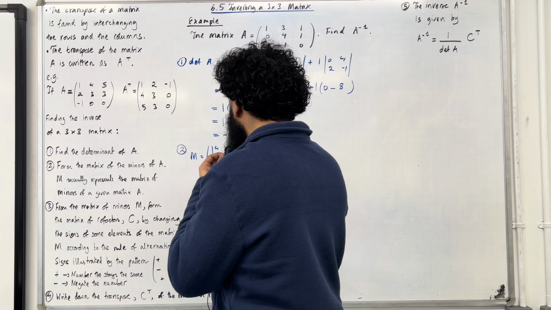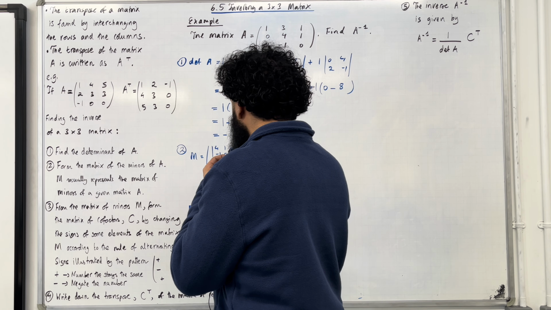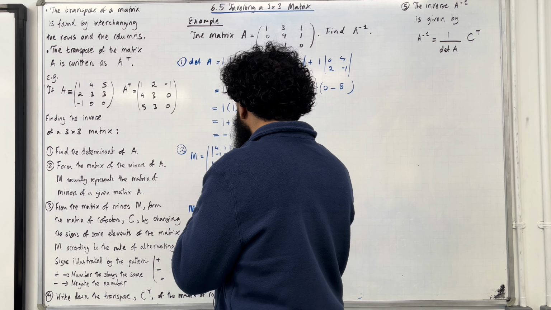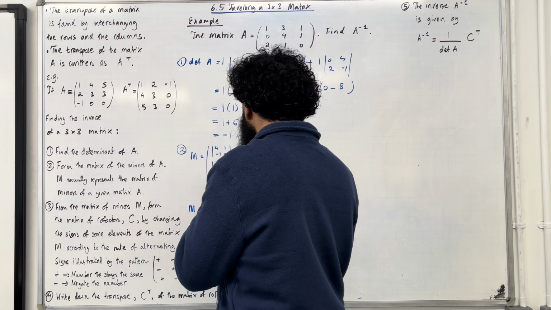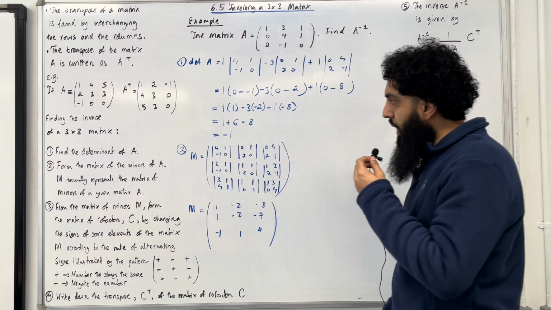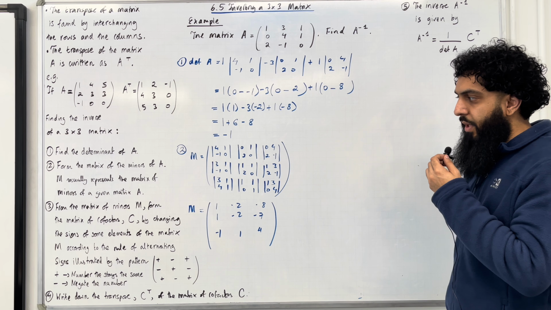the matrix with the entries 1, minus 2, minus 8. Then we've got 1, minus 2, minus 7, followed by minus 1, 1, and 4. Okay, so that there completes step number 2. Moving on to step number 3.